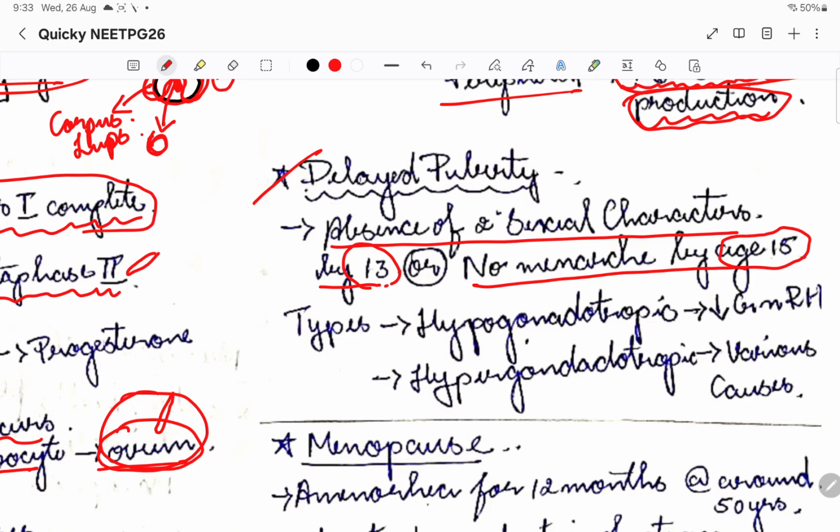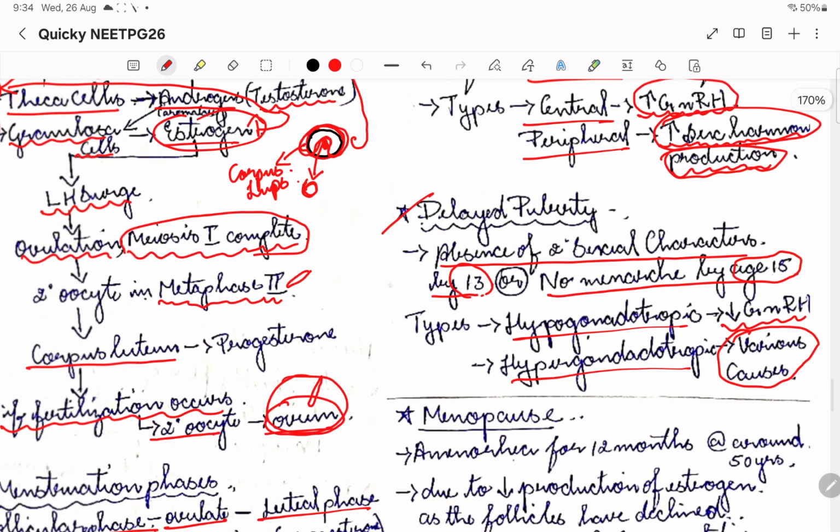There are two types of delayed puberty: hypogonadotropic and hypergonadotropic. Hypogonadotropic means there is reduced GnRH, whereas hypergonadotropic is basically various other causes. Okay, so we'll see them one by one.